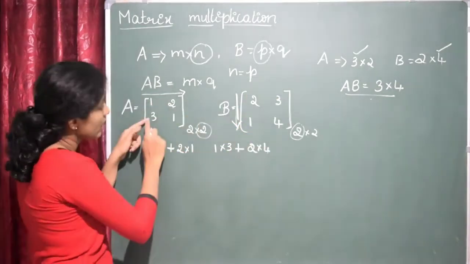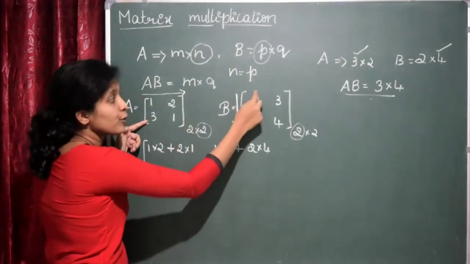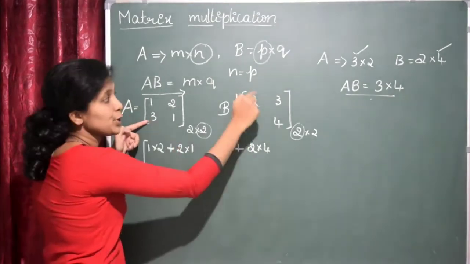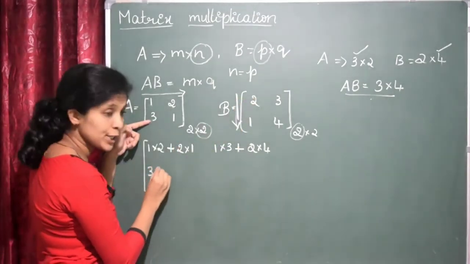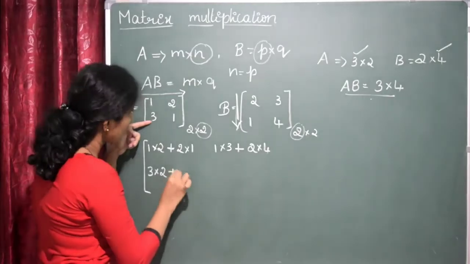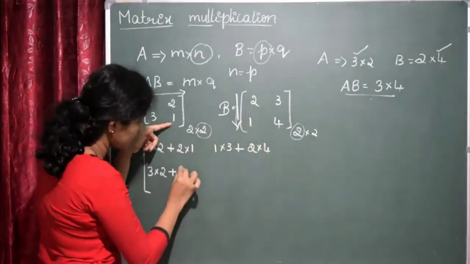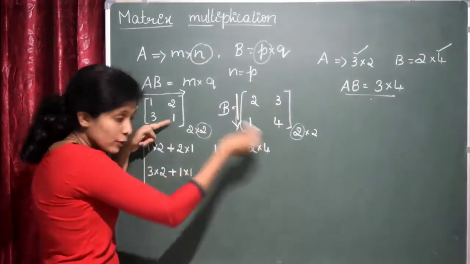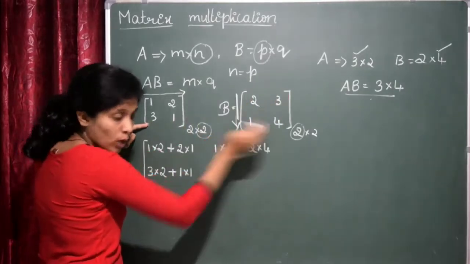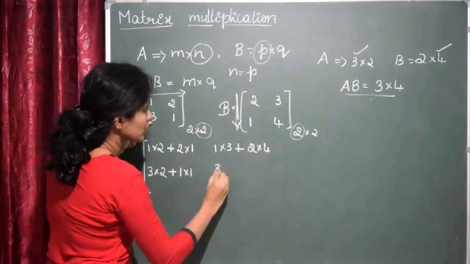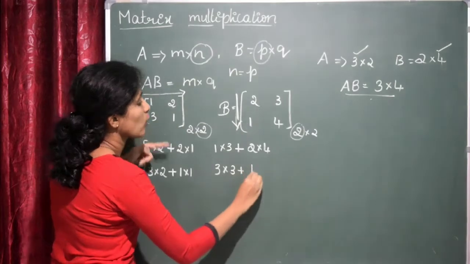Now we will come here. That is second row, first column. That is 3 into 2, plus 1 into 1. The next element will be second row, second column. That is 3 into 3 plus 1 into 4.